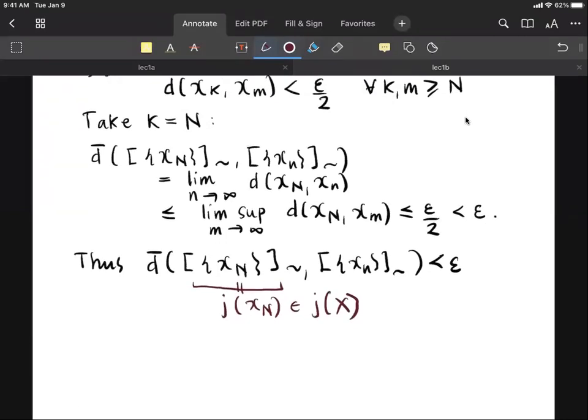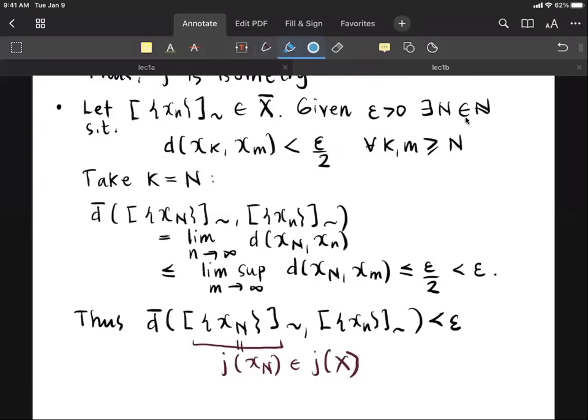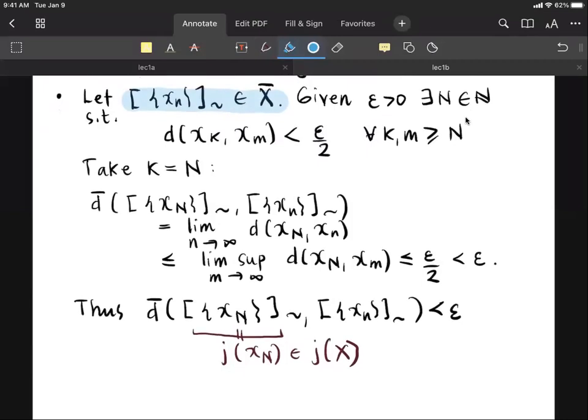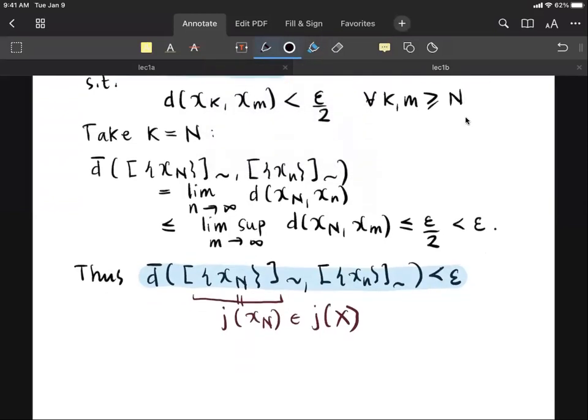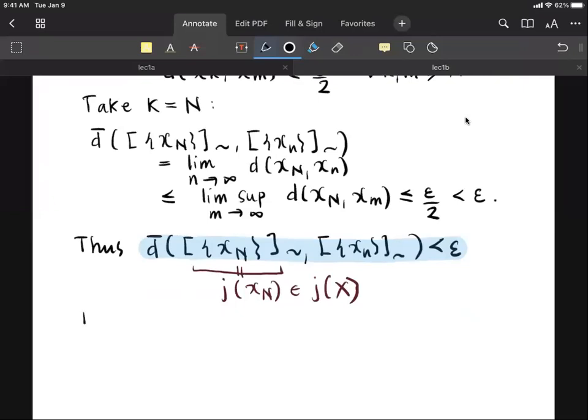So this means that for any point in X bar, there's a point in the image set that can be made arbitrarily close to that point in X bar. And one could show that in the case of a metric space, that would imply density. So we can now conclude that J of X is dense in X bar.